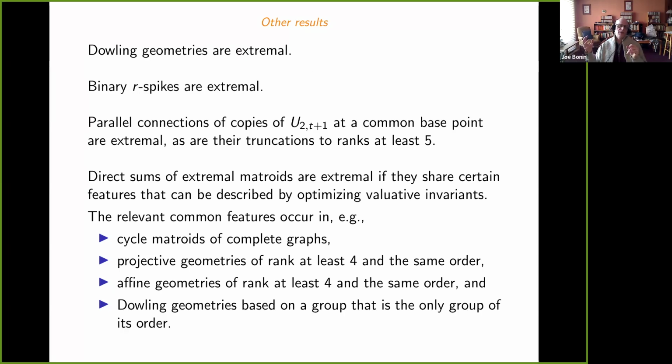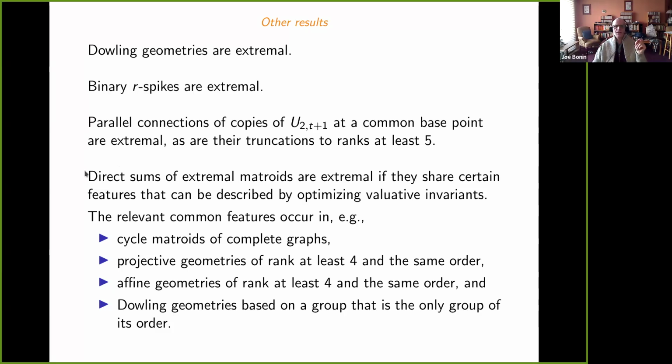Binary spikes are very important matroids in structural matroid theory. You can think of them as just a bunch of 3-point lines meeting at a point, sort of as freely as possible up to some restrictions. Binary spikes are extremal. Spikes that you get by taking parallel connections of lines of the same length and truncating to a given rank, those are extremal.